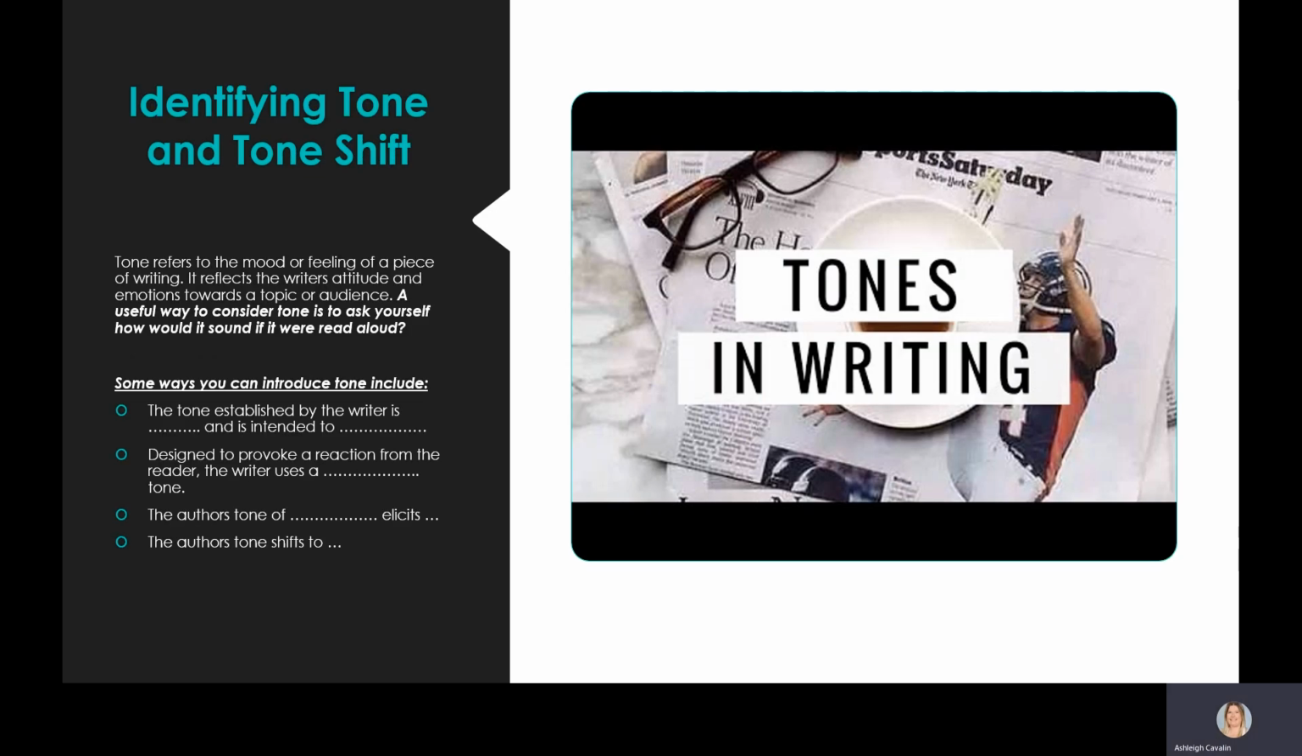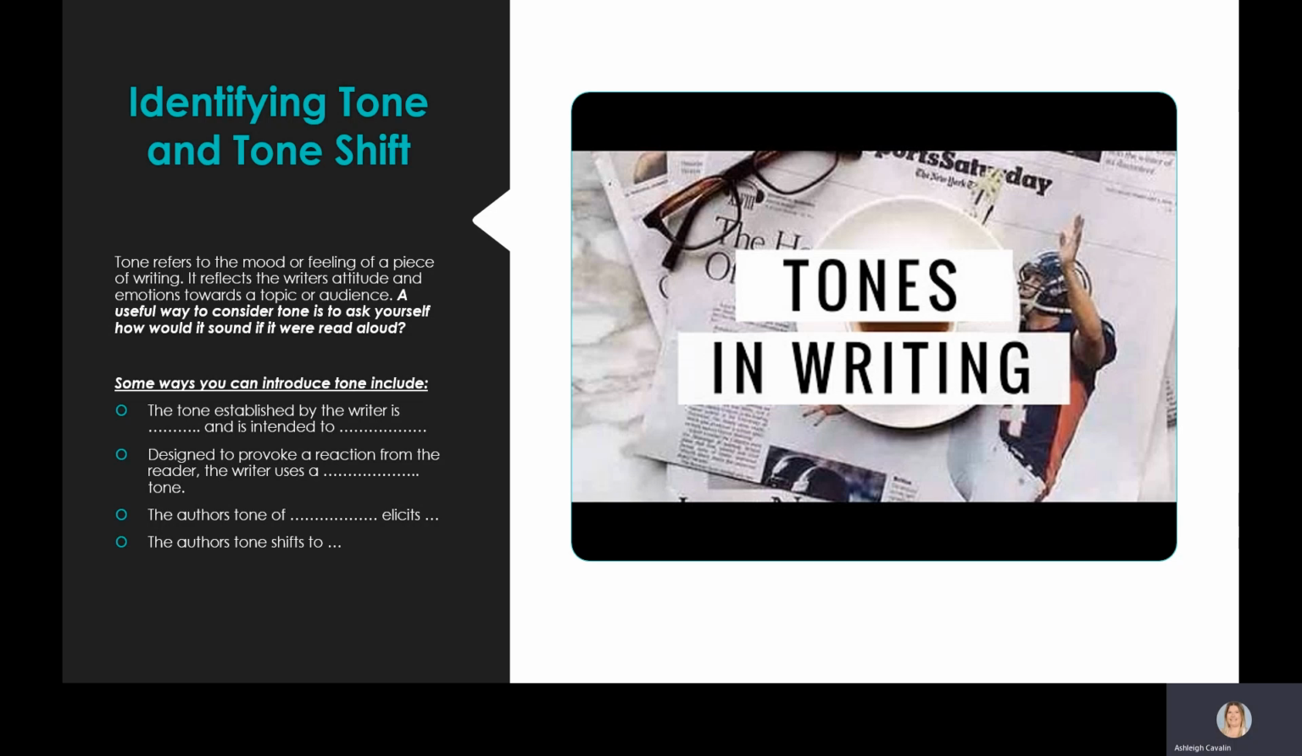In addition, you'll have to talk about tone and tonal shift. Tone is the feeling of a piece of writing. It reflects the writer's attitude and their emotions towards the topic or the audience. A useful way to consider tone is to ask yourself, how would it sound if it were read aloud?